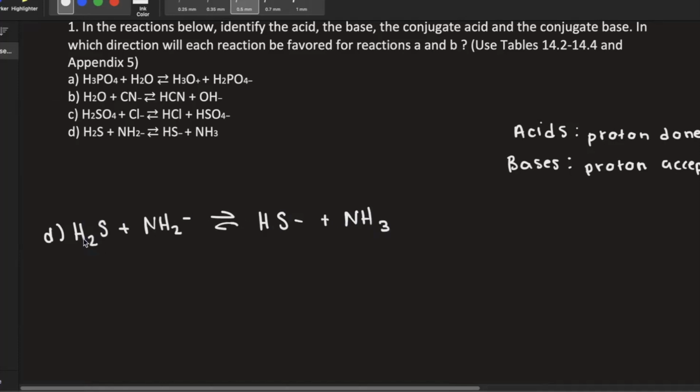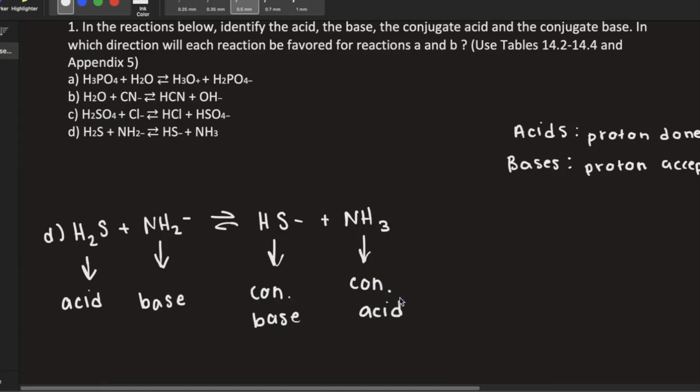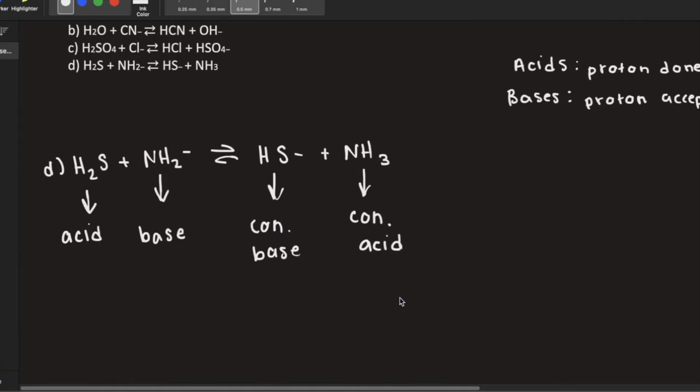First, we're going to look at this. So H2S and HS minus, you can see that it's losing a proton. So this is going to be our acid. Comparing this to this, we can see that it is gaining a proton. So this is going to be our base. And finally, we can tell that this is going to be our conjugate base, and this is going to be our conjugate acid. And that's the first problem. So I'll just leave that there.